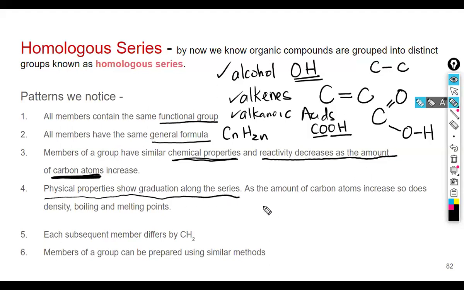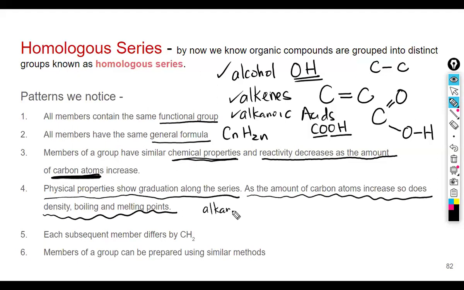Like this one might be hard to understand, right? As the number of carbon atoms increases, so do density, boiling point and melting point. Let me explain that with an example. So let's take alkanes. We all know alkanes start off with what? Methane, then ethane, then propane. As we go down, the number of carbons increases. Gradually, and that's what the word graduation means here, their density, boiling point, and melting point will increase. So that means propane is denser, has a higher boiling point and a higher melting point than ethane.